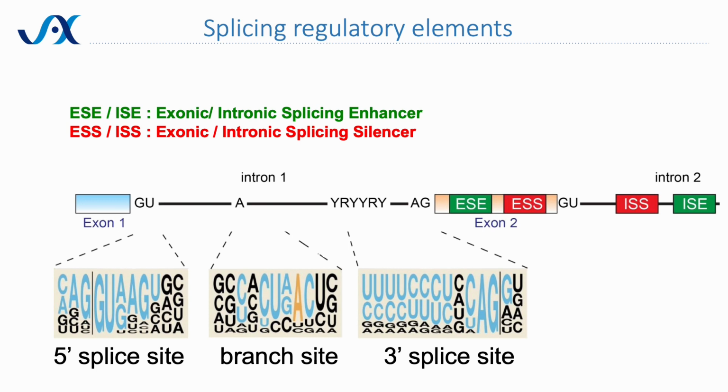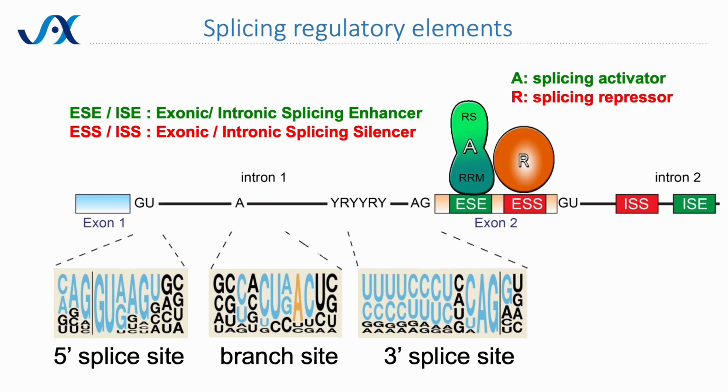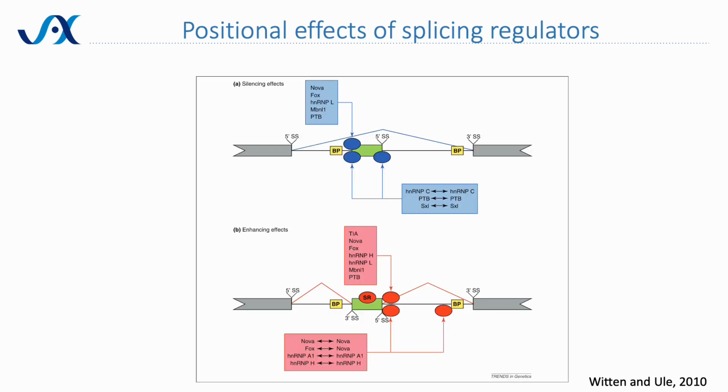Splicing factors regulate splicing through splicing enhancers and silencers. They're usually located near the splice sites but can also be inside the introns. There are various splicing factors that can bind to both enhancers and silencers, and depending on that, activate or repress splicing. Various splicing factors bind and regulate splicing near the splice sites.